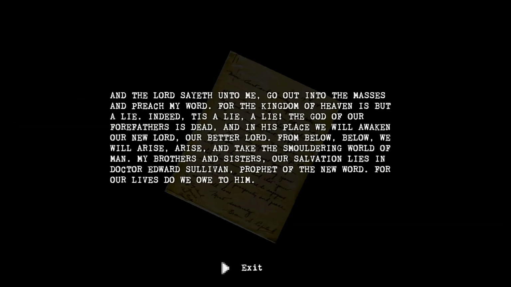A wet note. And the Lord saith unto me, go out into the masses and preach my word, for the kingdom of heaven is but a lie. Indeed, 'tis a lie. The God of our forefathers is dead, and in his place we will awaken our new Lord, our better Lord, Zoltan. From below we will arise, and take the smoldering world of man. My brothers and sisters, our salvation lies in Dr. Edward Sullivan, prophet of the new word. For our lives do we owe to him.